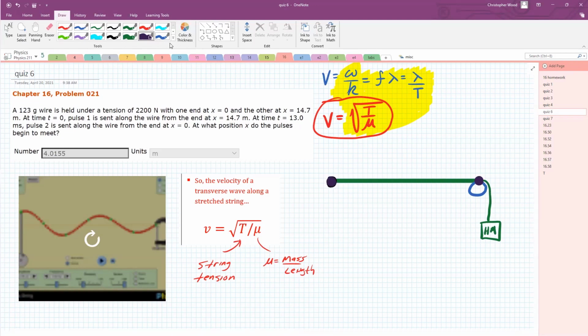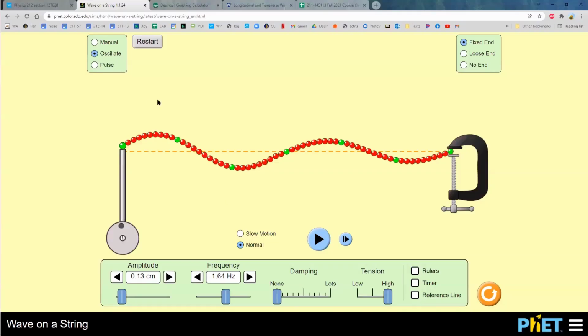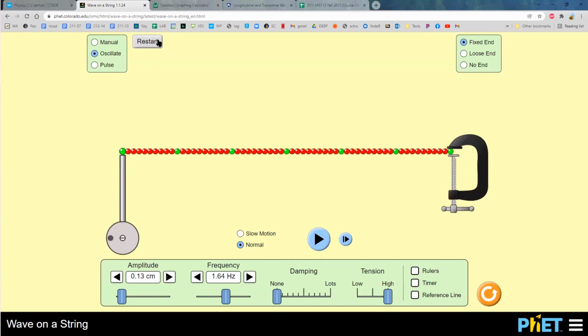So what you're going to do is send a pulse along the string. Let me look at this one. Here's what's going to happen. If I restart this, watch what happens when I do a pulse. Here's a pulse. Ready, 3, 2, 1, go. All right, that's a pulse.